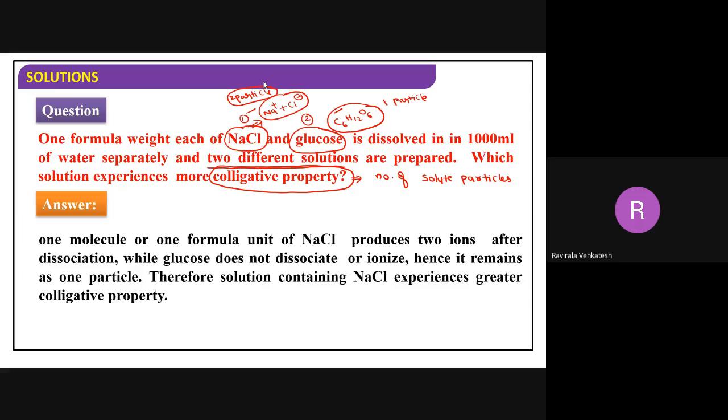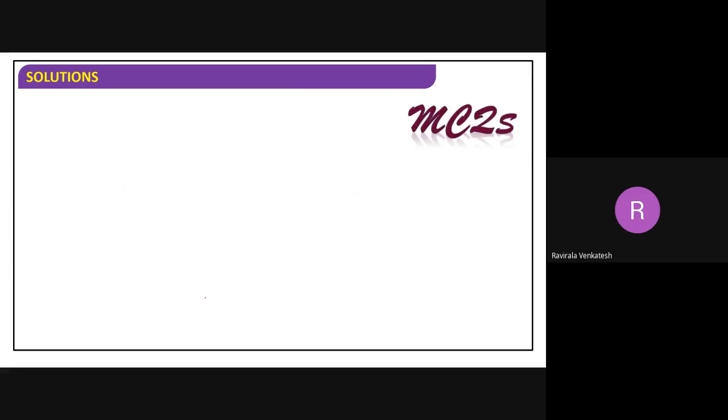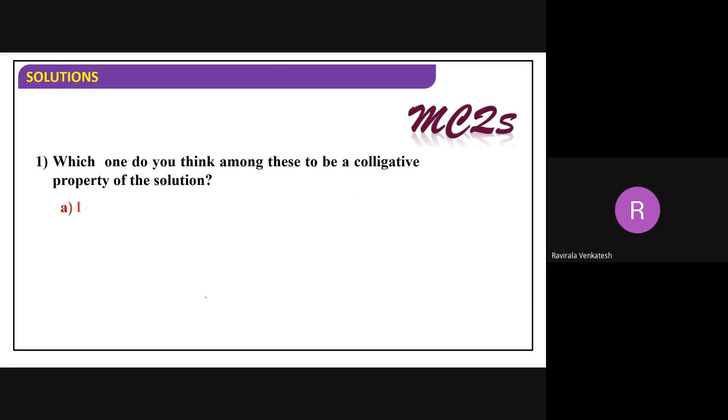One formula unit of NaCl produces two ions after dissociation. But glucose does not dissociate into ions, hence it remains as one particle. Therefore, the solution containing NaCl experiences more colligative property. Understood? Now, can you give the answer for this one, beta?